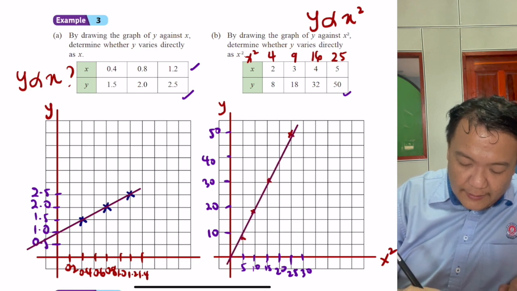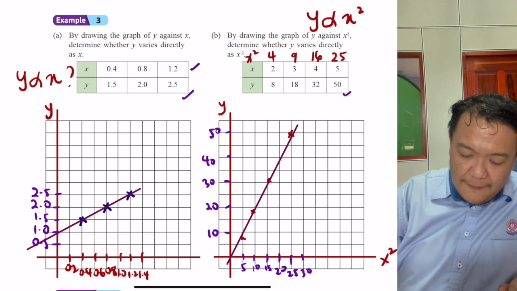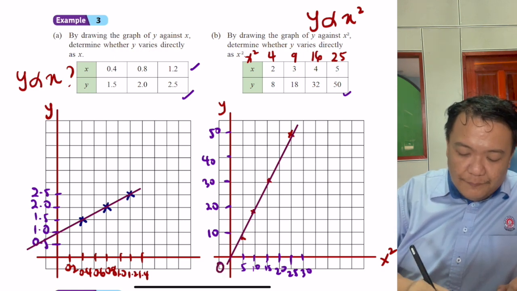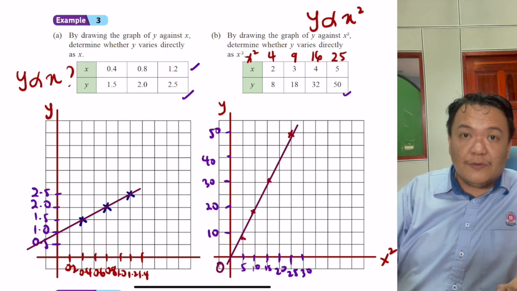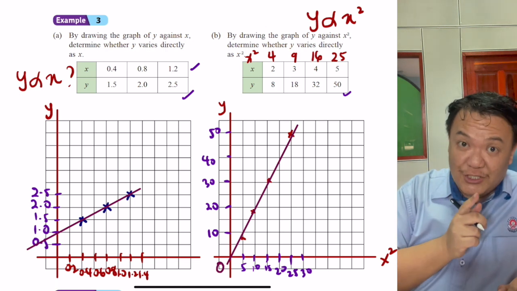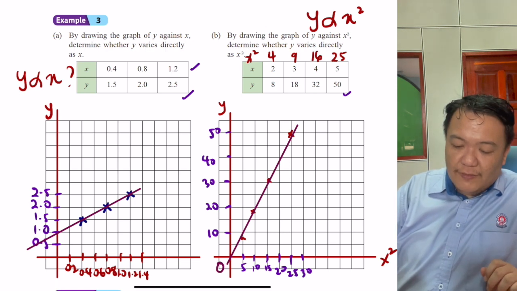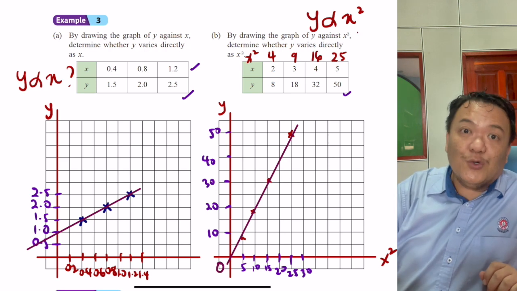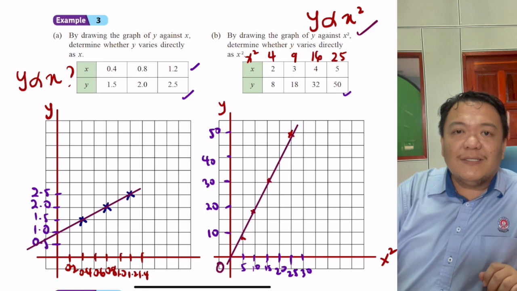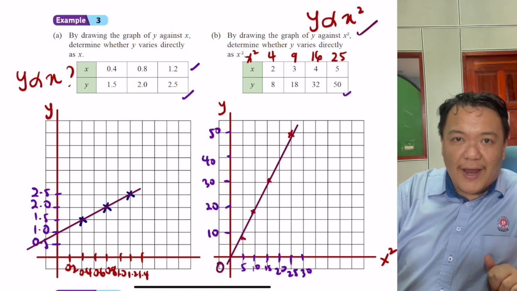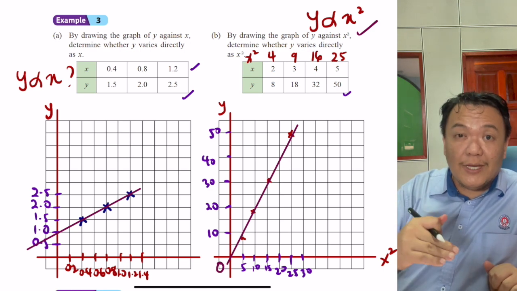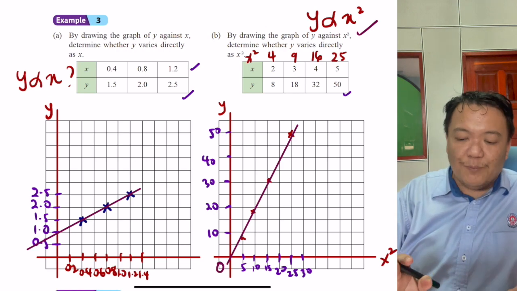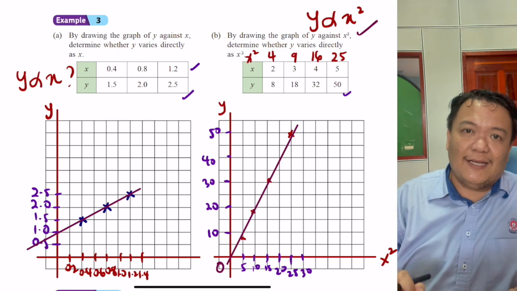So if you plot properly, actually this line will intersect at 0, at the origin. If the line passes through the origin, then you can conclude y varies directly as x square. Ingat, dia mesti melalui asalan, mesti melalui origin 0, in order for it to be varies directly. Okay, boleh? Clear?